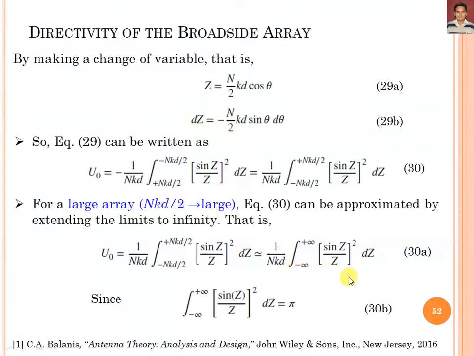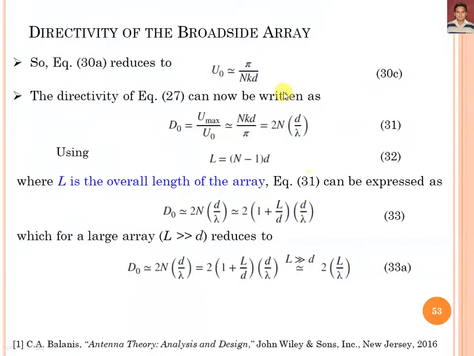This is a trigonometric identity, and the value of the integral from minus infinity to infinity of (sin z upon z) whole squared dz is equal to pi. So we can calculate the radiation intensity U naught equal to pi upon nkd. The directivity can be calculated as D naught equal to U max upon U naught, where U max is equal to 1 and U naught is equal to pi upon nkd.